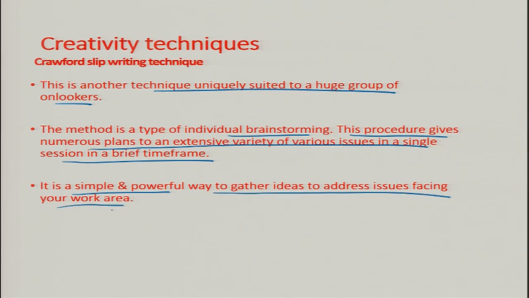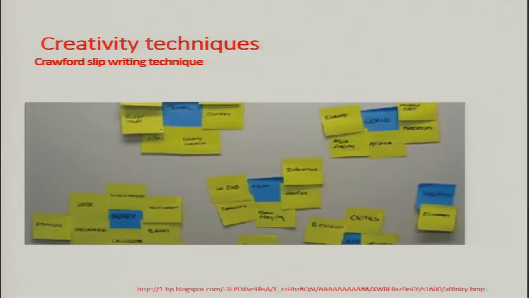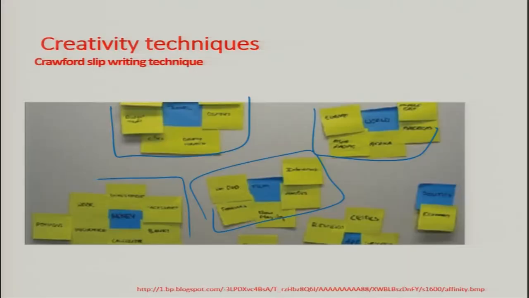What happens in Crawford slip writing technique? A number of slips are given to the different individuals. So this is kind of an individual brainstorming where a number of slips are given to each person and they come up with their ideas, write their ideas on the slips and paste the slips. Like this is one individual, second individual, third individual, they all have these slips.